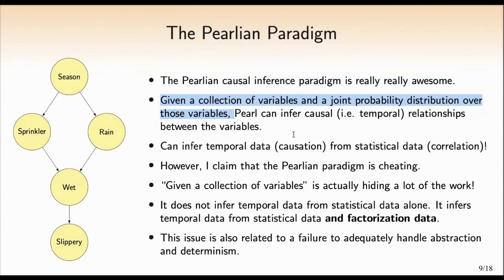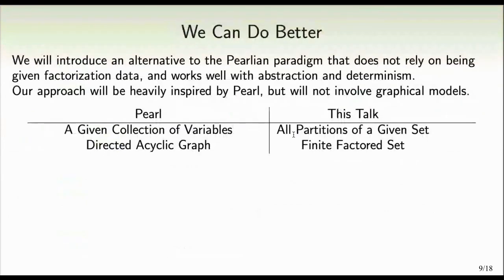Okay, so we're going to do better. The main thing we're doing in this talk is introducing an alternative to Pearl that does not rely on factorization data and will therefore work better with abstraction and determinism. Where Pearl was given a collection of variables, we are going to just consider all partitions of a given set. Where Pearl infers a directed acyclic graph, we're going to infer a finite factored set.